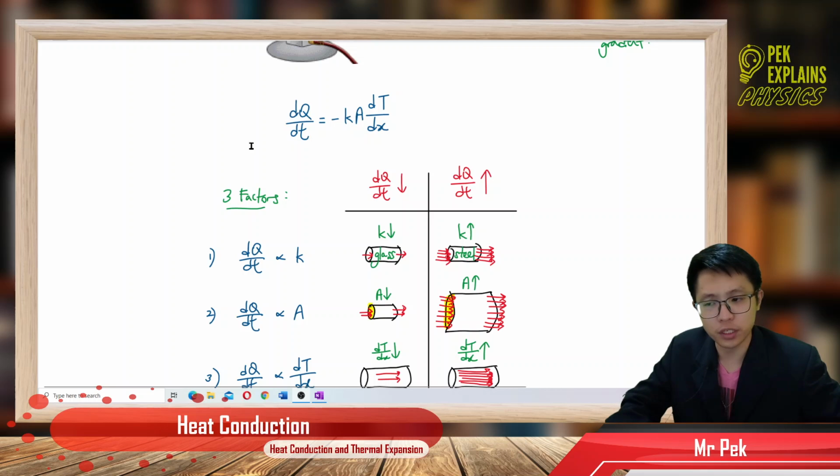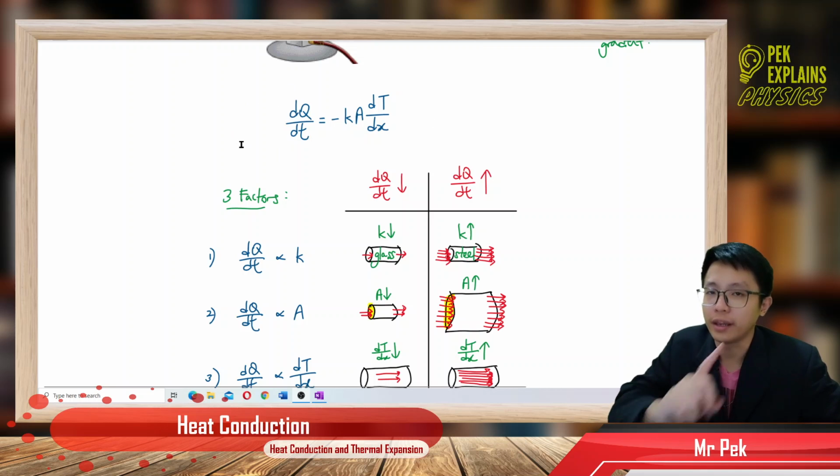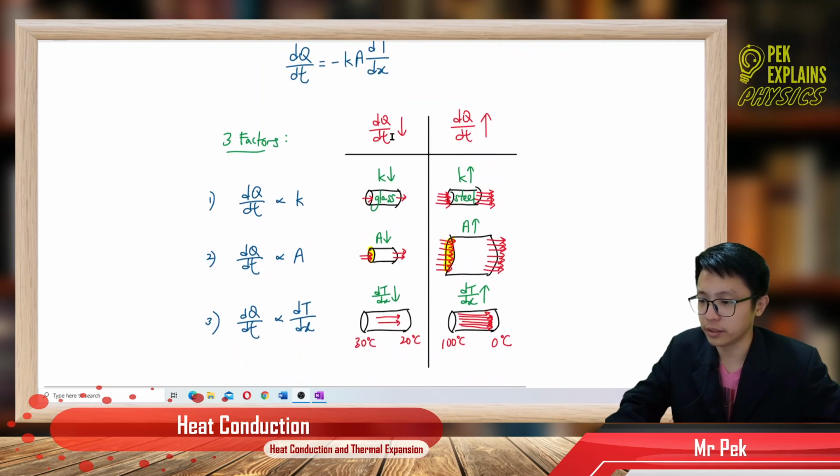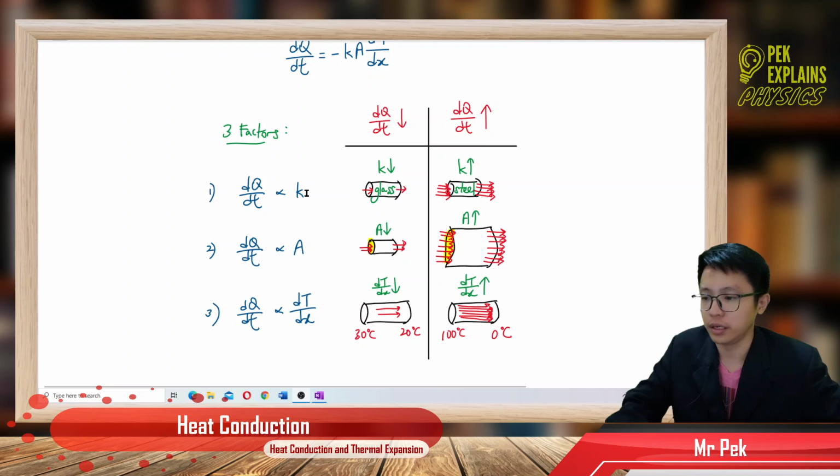Okay, so from this formula alone, we can understand that there are three factors that will influence the rate of heat flow. They are namely K, which is the thermal conductivity, A, the cross-sectional area, and dT over dx, which is the temperature gradient. So these three factors, this is how they influence the rate of heat flow.